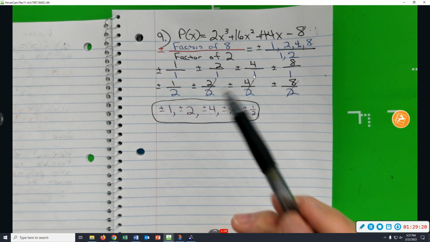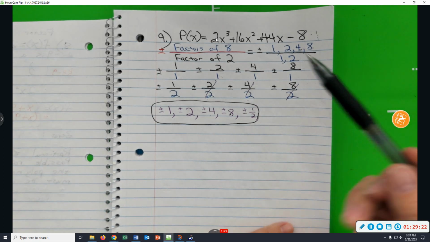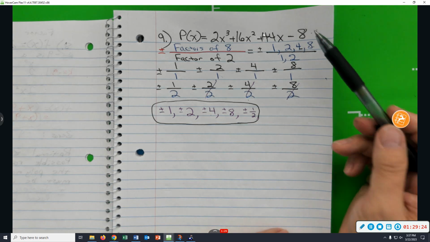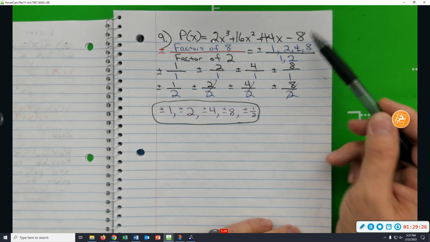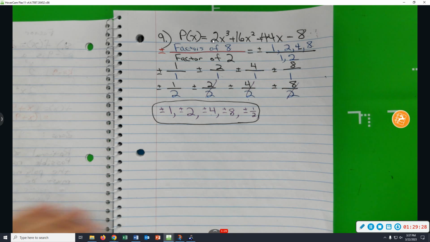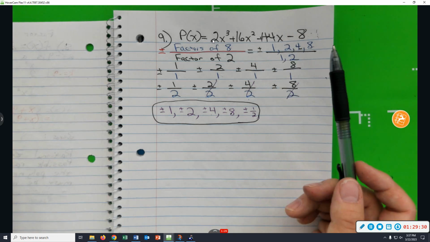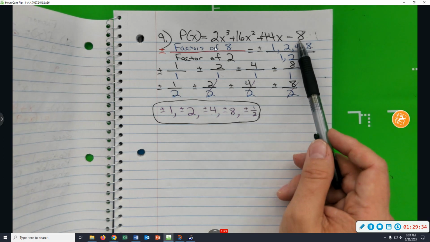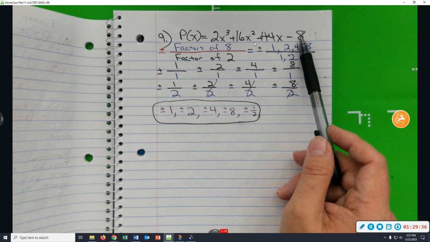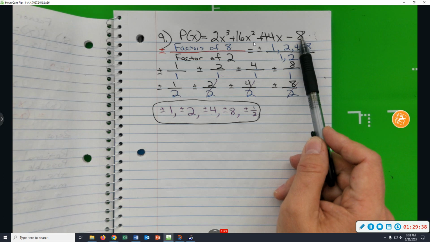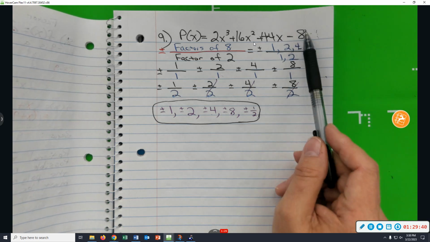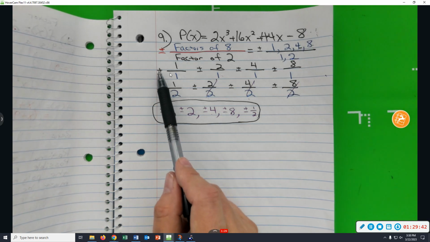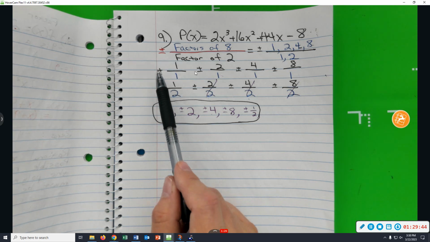No. The only numbers you use for finding possible rational zeros are the constant term and the leading coefficient. And so if the constant term was a positive, would you switch it to a negative? No, if it were a positive, though, you could have a positive 1 times a positive 8 or a negative 1 times a negative 8. You don't worry about the signs. That's the beauty of the rational.